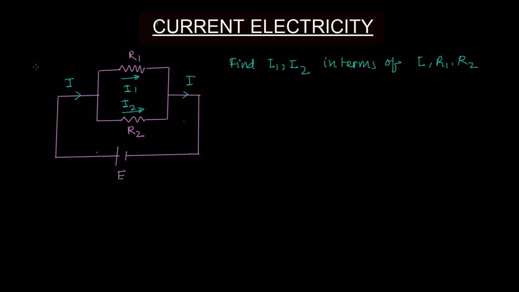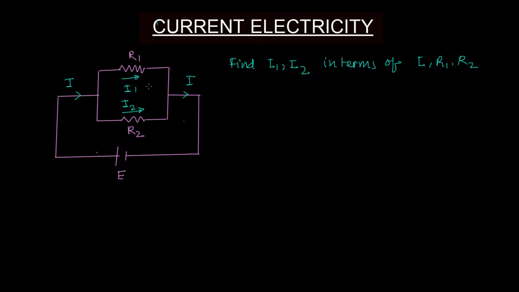Let's say I have a circuit like this. There is an E, a cell which is connected, and there are two resistors in parallel. Due to this, they draw some current from the cell. This incoming current gets divided at this junction into I1 and I2, and then again sums back to give you I.